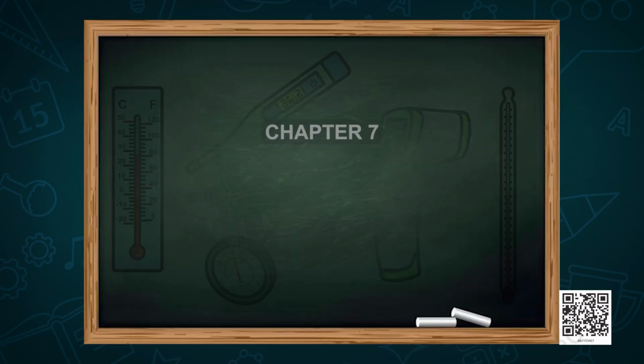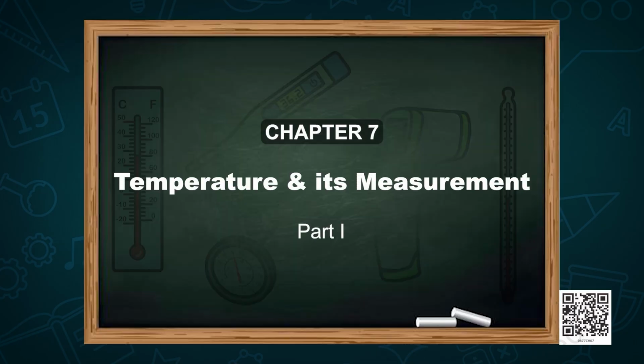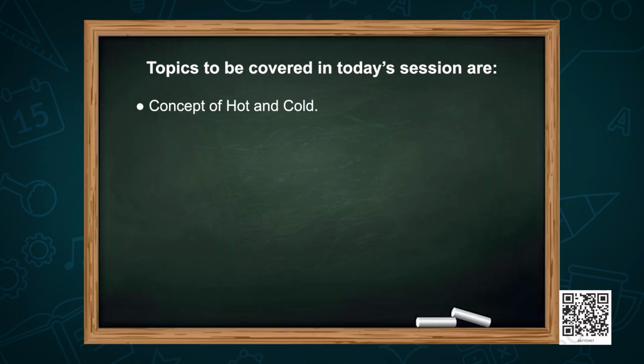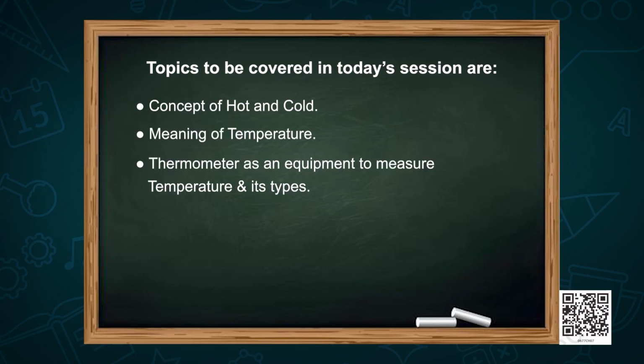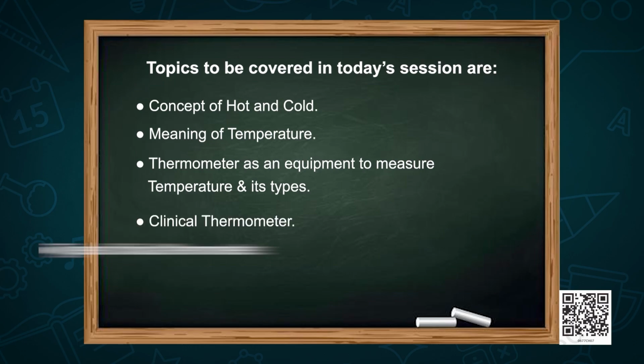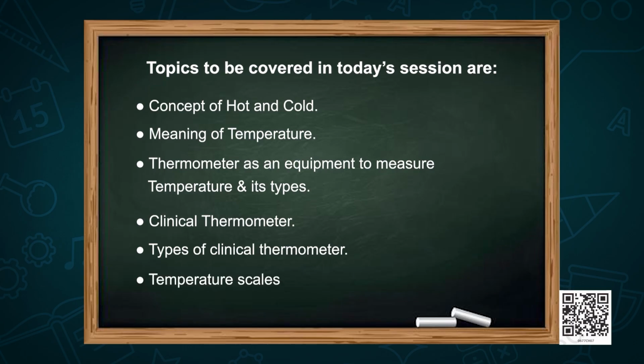I am sure you all are doing great and must have enjoyed chapter 6 of science, that was Materials Around Us, and I am confident that you all are ready to learn the next chapter, that is Temperature and Measurement. Topics to be covered in today's session are the concept of hot and cold, meaning of temperature, thermometer as an equipment to measure temperature and its types, clinical thermometer, types of clinical thermometer, and temperature scales.